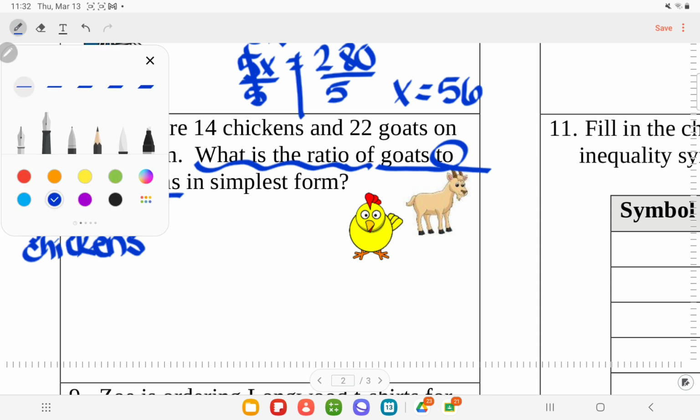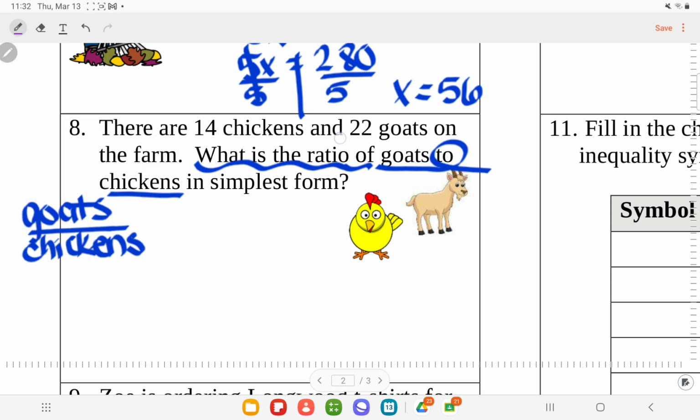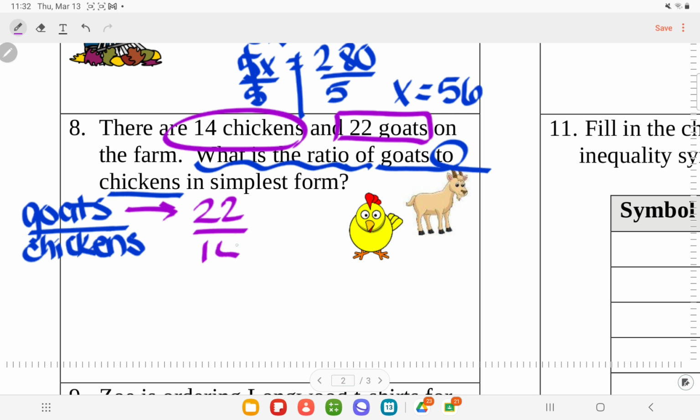The number of goats, we're going to go back and get that first. The number of goats is 22. That goes on top because we said so, and that's what the plan asked us for. And then we put the number of chickens on the bottom, 14 chickens. Put this in your calculator with the ABC button, and your calculator will give you 11 over 7. Which means there are 11 goats for every 7 chickens.